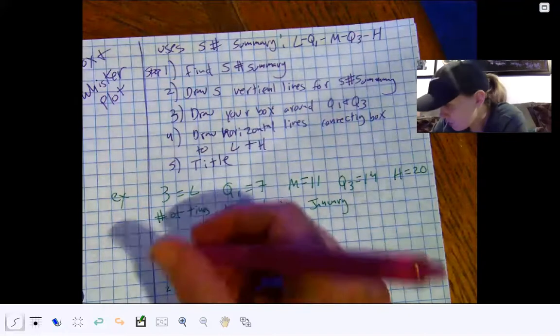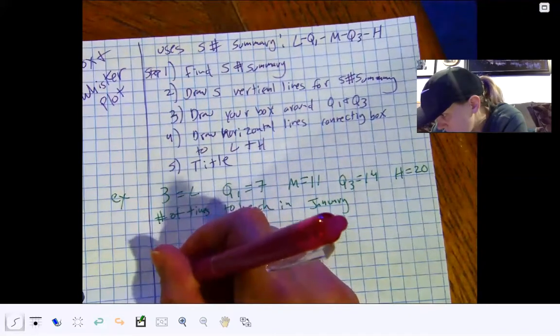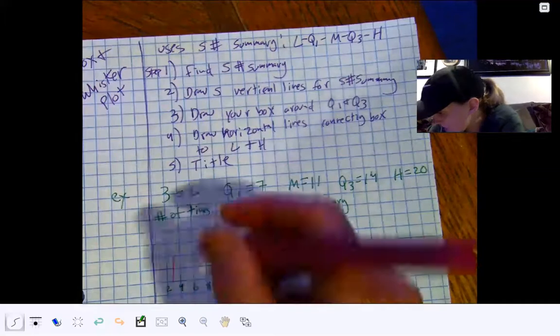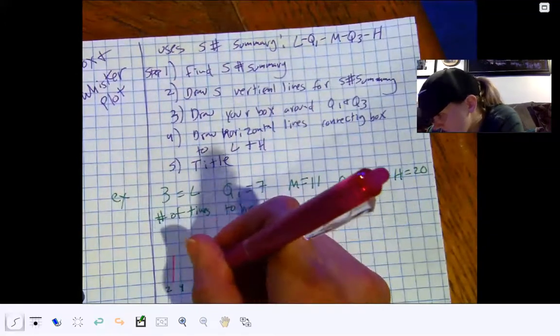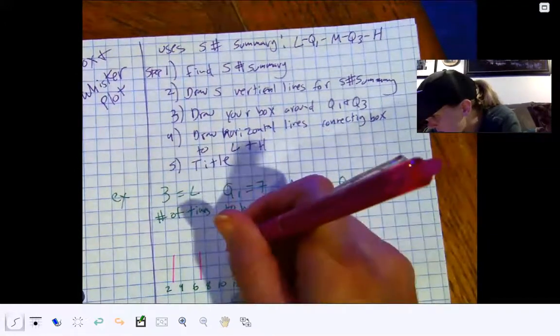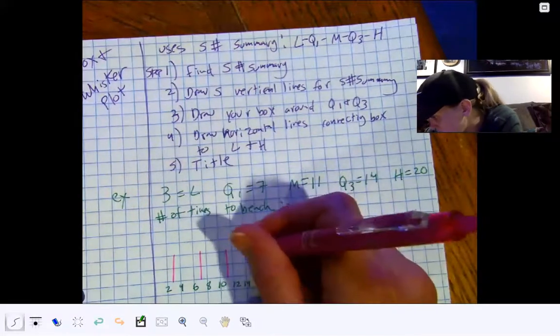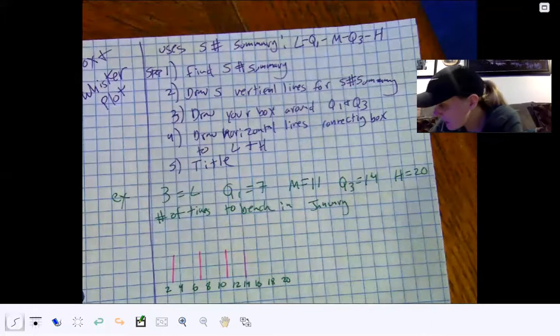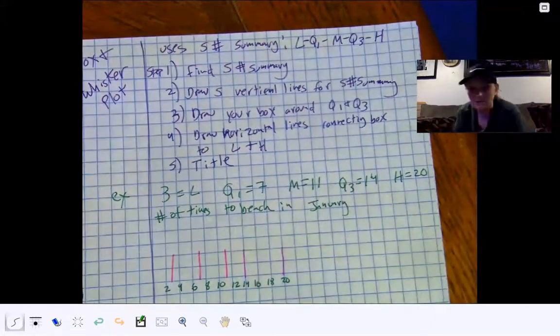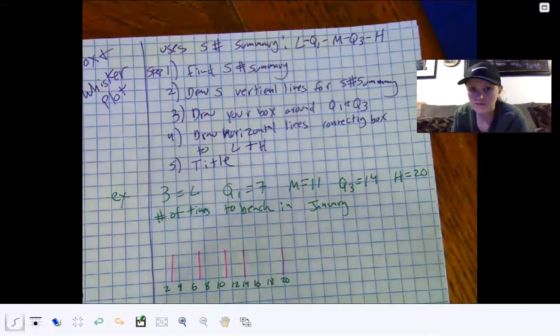So my first one is at 3, which would be halfway between 2 and 4. My next one's at 7, which would be halfway between 6 and 8. My next one's at 11, which is halfway between 10 and 12. My next one's at 14, which is right on the number 14. And my last one is at 20, my highest. Okay, see how they're all the same length? I have them up and down.